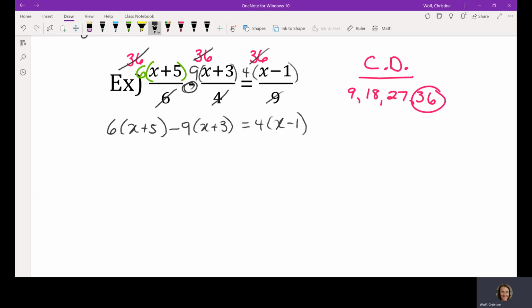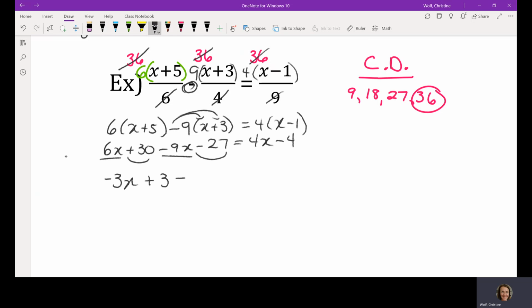So by multiplying every term by 36, boom, all the fractions are gone, and we start distributing. 6x plus 30, be careful, the negative 9 gets sent in, so negative 9x minus 27 equals 4x minus 4. Now on this left-hand side, I'm going to simplify. 6x minus 9x is negative 3x. 30 minus 27 is still a positive 3. On the right-hand side, there's not much I can do.